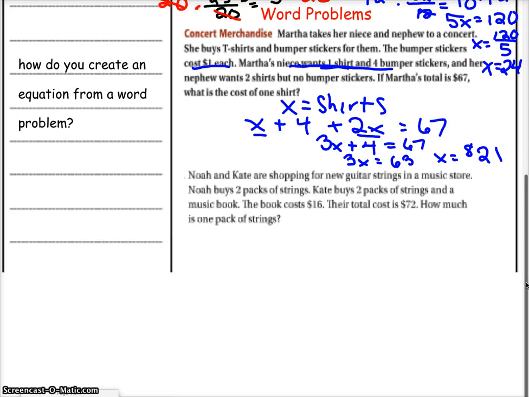Okay, Noah and Kate are shopping for new guitar strings in a music store. Noah buys 2 packs of strings. Kate buys strings and a music book. The music book was $16. Their cost is $72. How much for the strings? So what's our variable? What do we not know? Strings. So X equals strings.